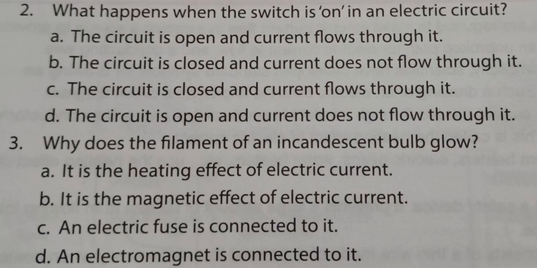Question number 2. What happens when the switch is on in an electrical circuit? The options given are A. The circuit is open and current flows through it. Option B. The circuit is closed and current does not flow through it. Option C. The circuit is closed and current flows through it. Option D. The circuit is open and current does not flow through it.